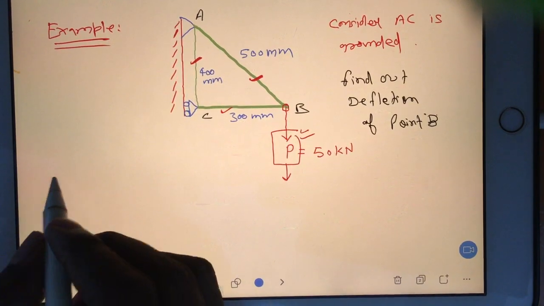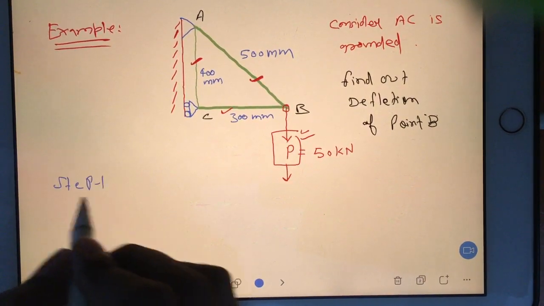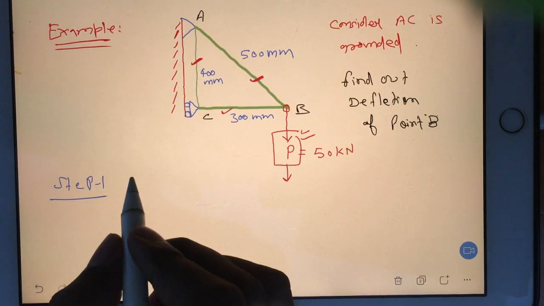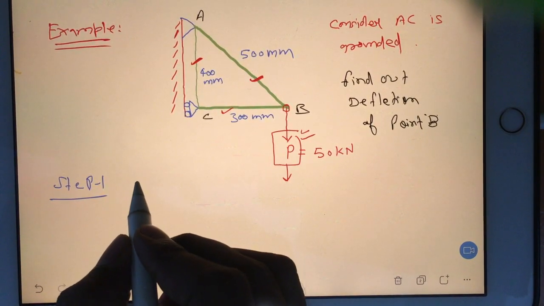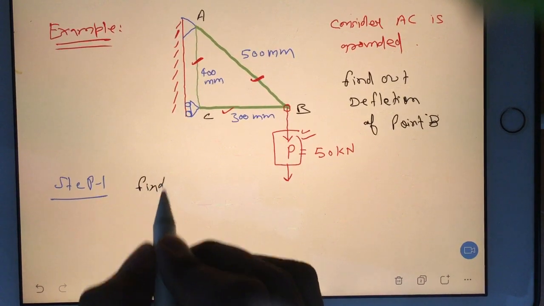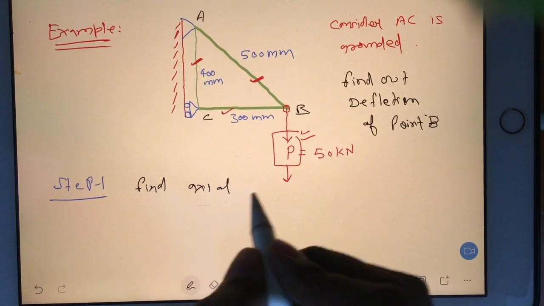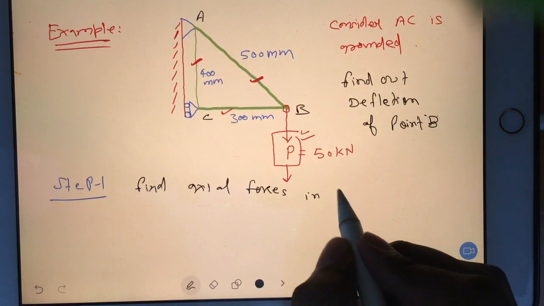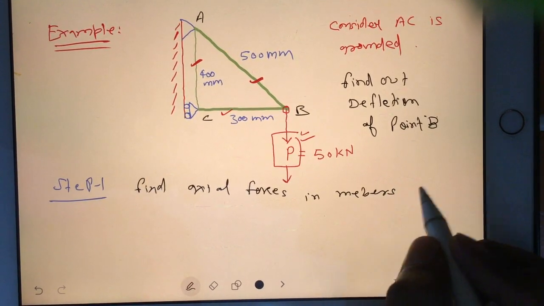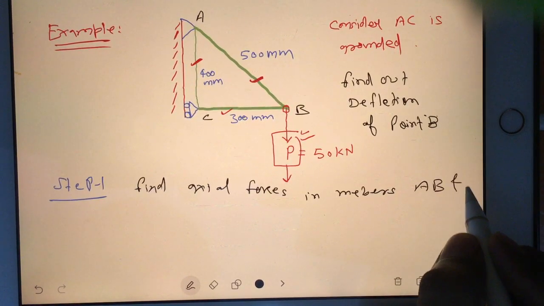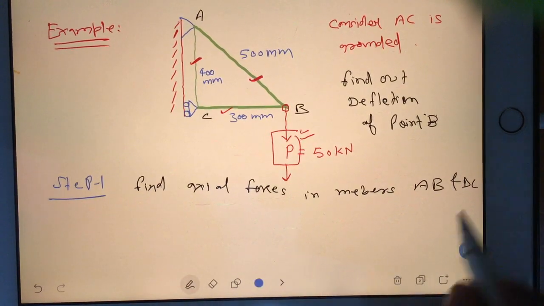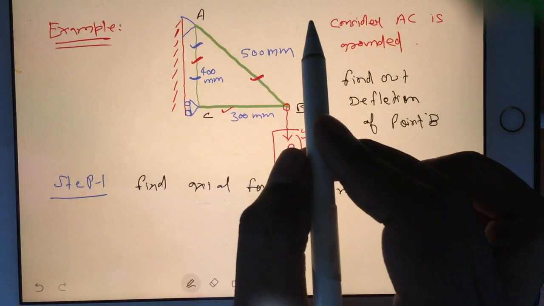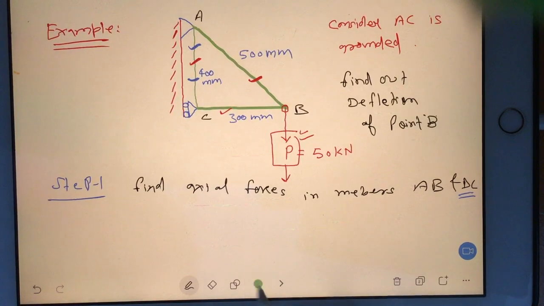So you just write your step 1. In step 1, we will write: find axial forces in members AB and BC. Only in members AB and BC you have to find out. No need to discuss member AC. So how to find out that?